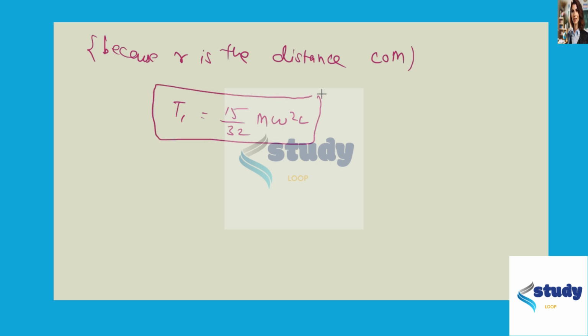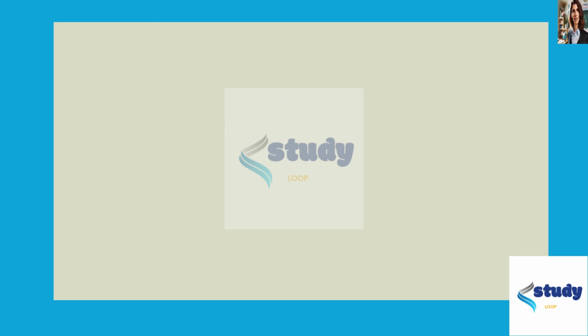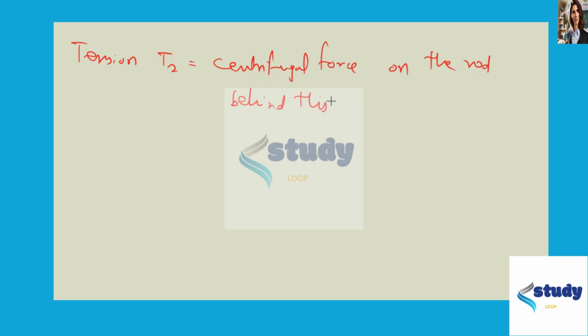Now the tension T2 is given by the centrifugal force on the rod behind this point, that is, behind the length of L by 4. So this will come out to be m dash into omega square r.